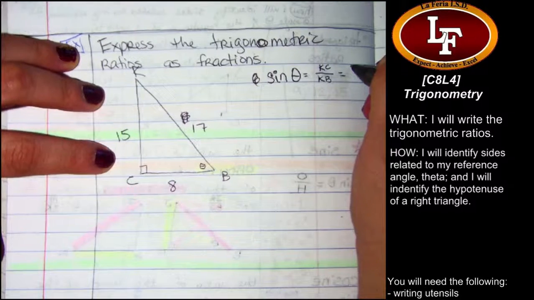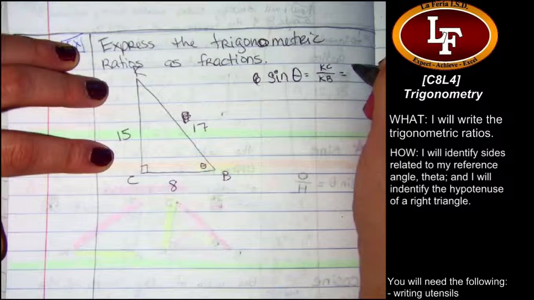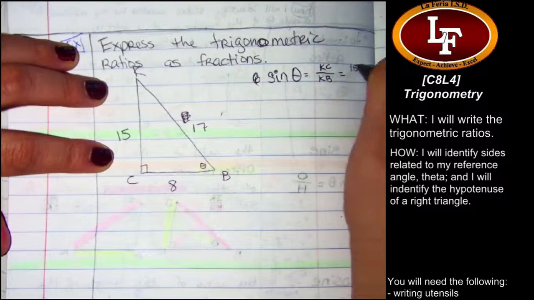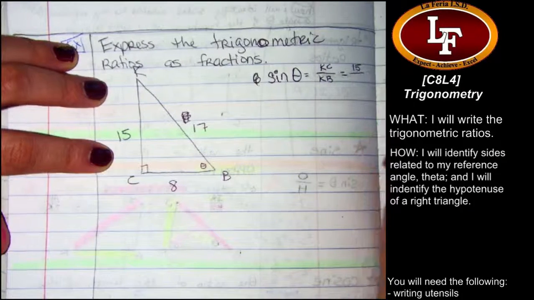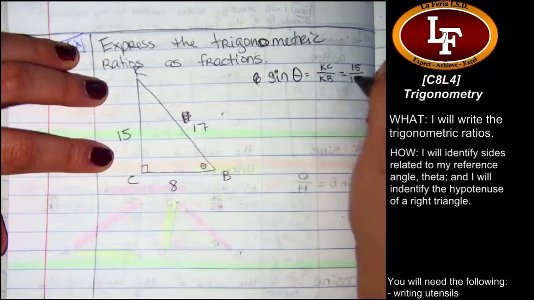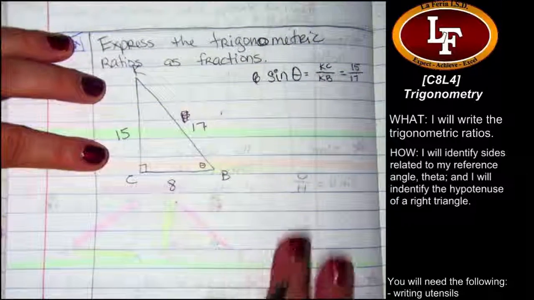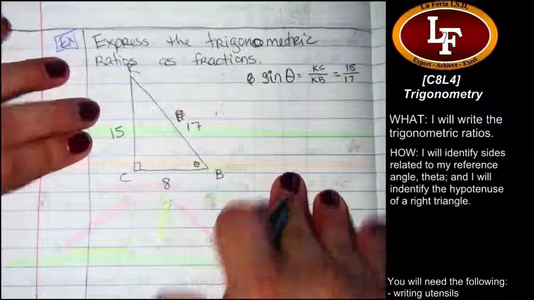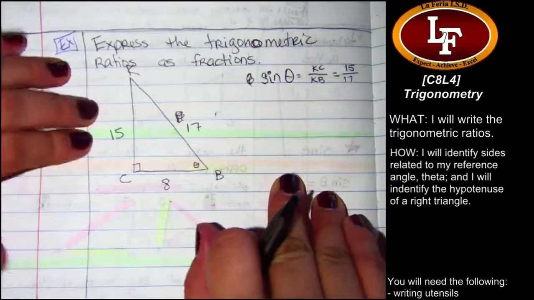What's the side measure for KC? 15. 15 is the measurement of the side opposite theta. And what is the measurement of KB? 17, that is the measure of our hypotenuse. There is the fraction of the trig ratio sine of theta.